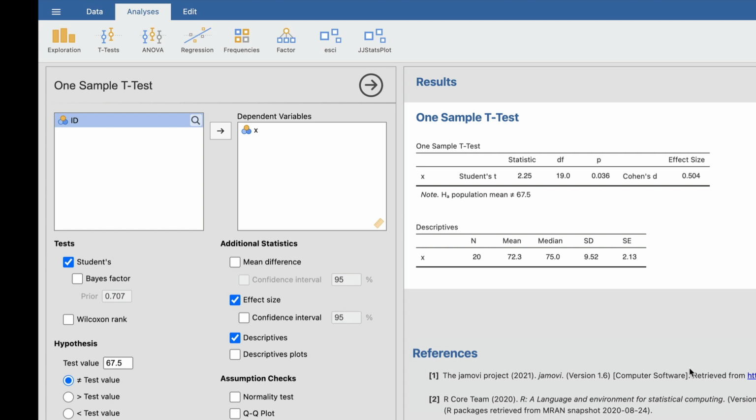And finally, I have my effect size, my Cohen's d, it's 0.504. I also have some descriptives here. There's my mean, 72.3, my median, 75, and my standard deviation, the estimate of the population standard deviation, 9.52, and my estimate of the standard error, 2.13. So everything's there that I would have done by hand, but just quickly was done on Jamovi.